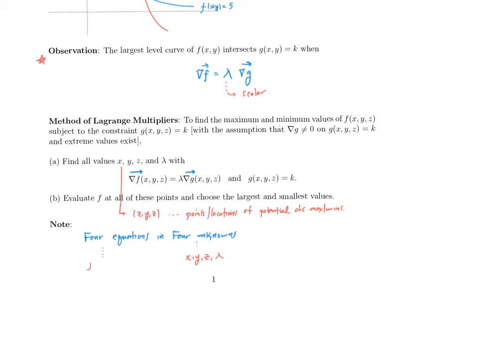So in the gradient, we would have the partial f sub x is lambda g sub x, the first components. The partial f sub y is lambda g sub y, the second components. The partial f sub z is lambda g sub z, the third components. And then lastly, we have this constraint, g of x, y, z equals k. So 4 equations and 4 unknowns. Let's now go ahead and investigate this in a nice concrete example that will allow us to visualize the scenario.